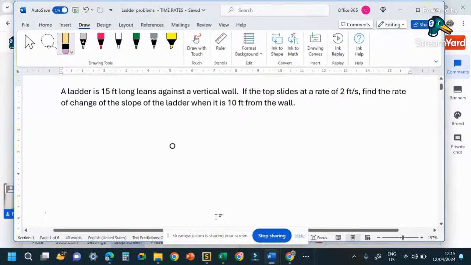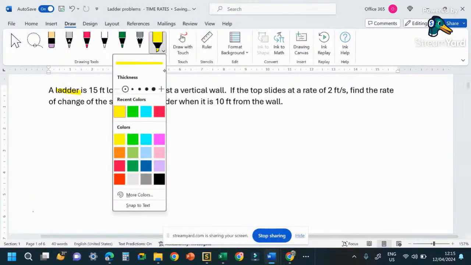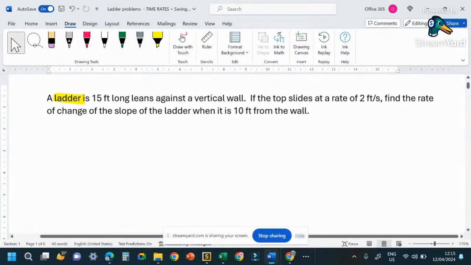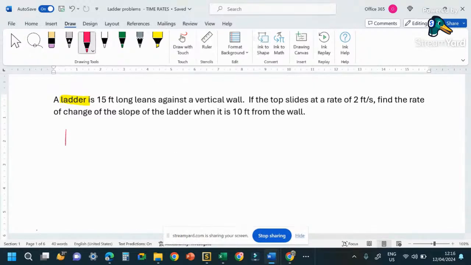Right. So here is the first question that I'm going to tackle with you. It says here a ladder is 15 feet long, leans against a vertical wall. What is a ladder? What do you think a ladder is? A ladder is a temporary structure.